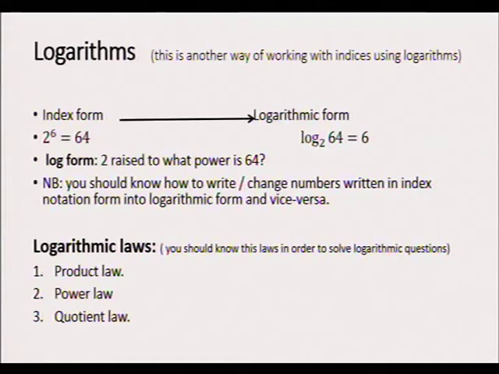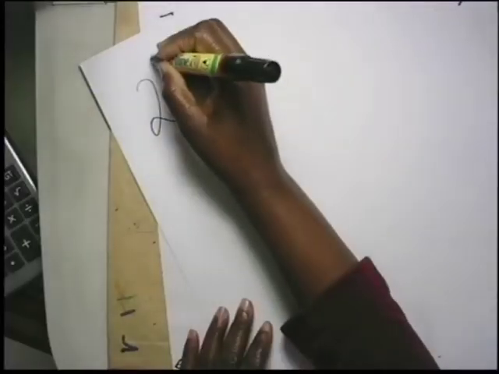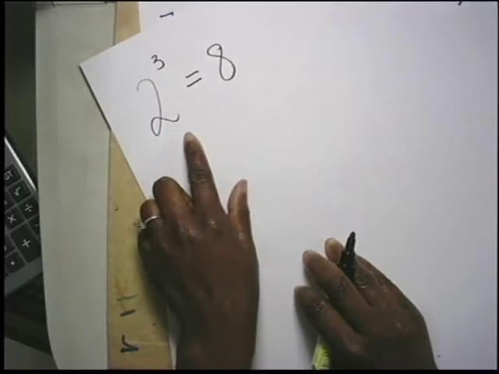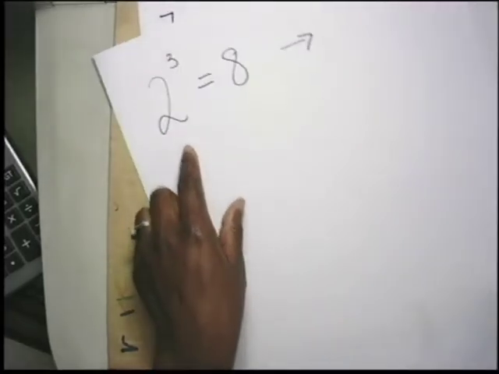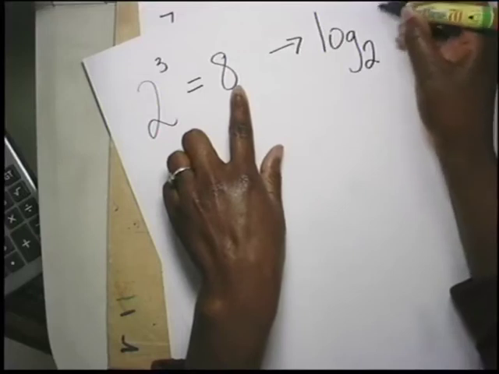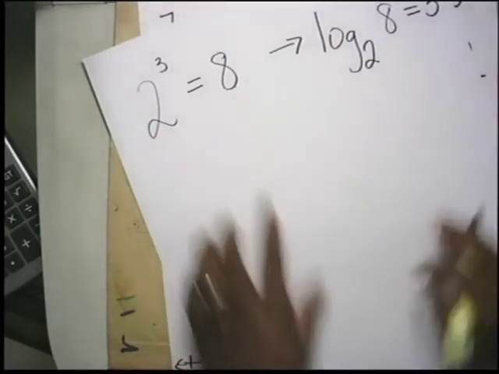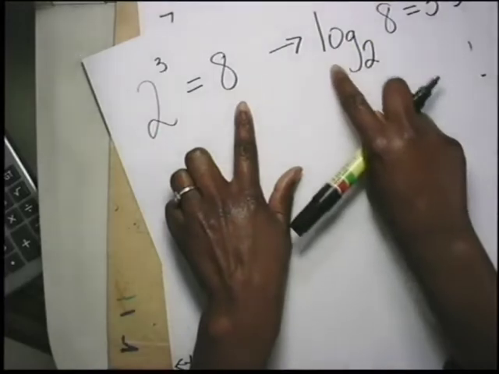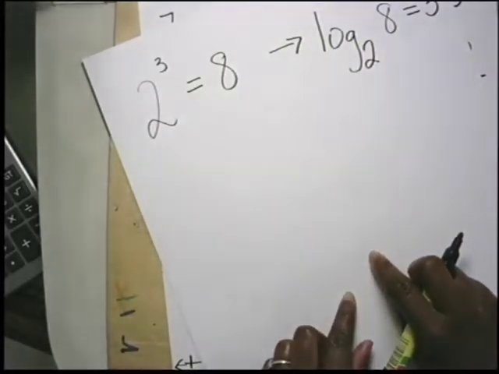And very important, you should know how to change numbers written in index notation form into a logarithmic form, and vice versa. So in this case, sometimes you'll be given, like, 2 power 3 equal to 8. How can I write this in a logarithmic form? This is going to be log 2, as I say, the base remains the same, 8 equal to 3. That is our answer. That is it. 2 power 3 equal to 8 in the logarithmic form is log 2 8 is equal to 3. All right, let's continue.